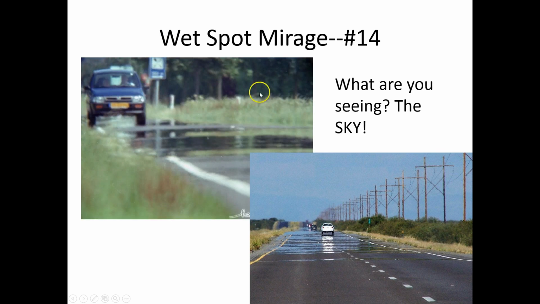Number 14, a wet spot mirage. What are you seeing when you see the reflection? You're actually seeing the sky. You'll notice that the car here is white. You'll see some of the telephone poles being reflected off of the pavement. And then the blue here is actually the sky. You can see some of the reflections here, like the grass. You see the car tire, the pole, but on this one you can really see the sky really well.